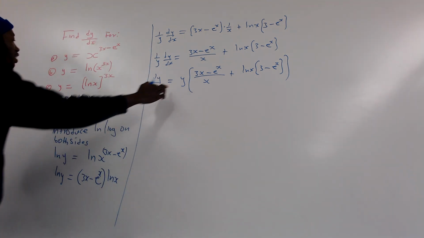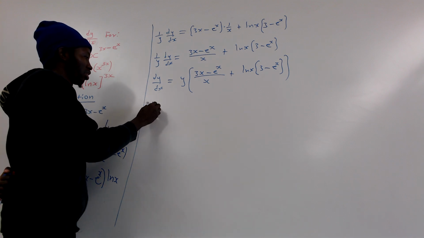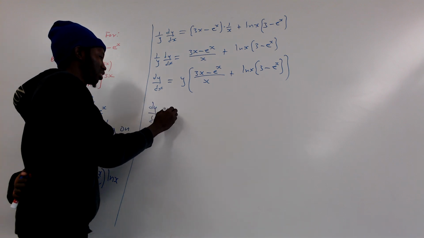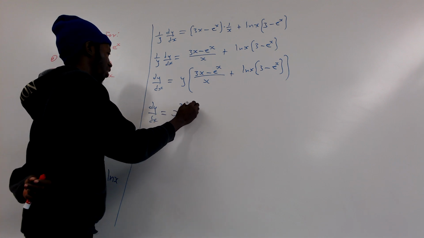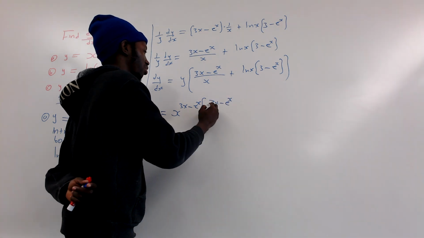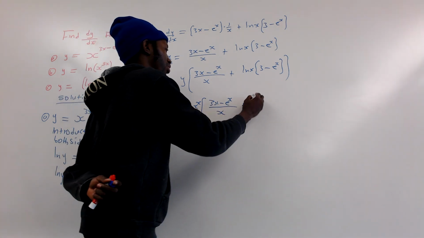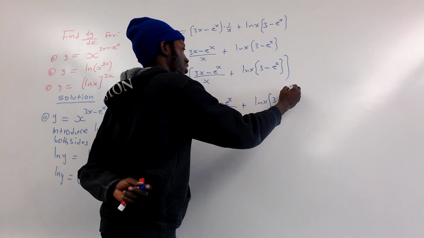But what is y? We have the value of y, so we plug in the value of y. In the final form, this will be x raised to the power 3x minus e raised to the power x, into (3x minus e raised to the power x) all over x, plus ln x into (3 minus e raised to the power x).